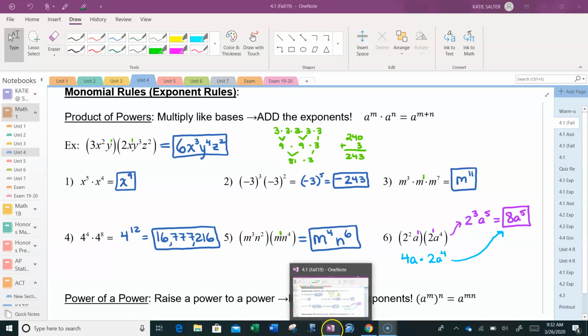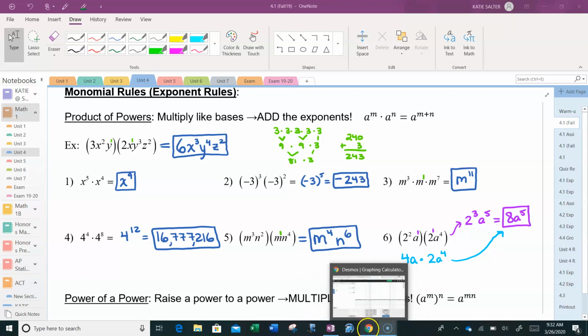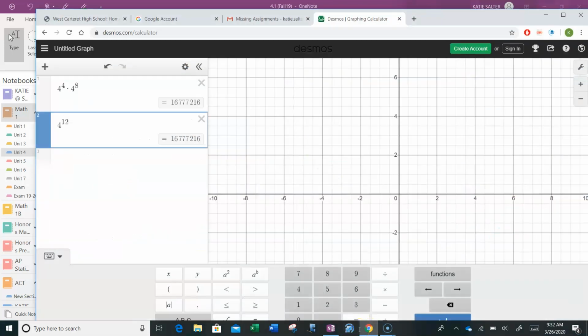A cool thing about checking that out with your calculator, I'm going to pull this up real quick. Since it's just numbers and no variables, you could type in the original product and then type in when you condensed it in exponential form and make sure that it's the same to check yourself.